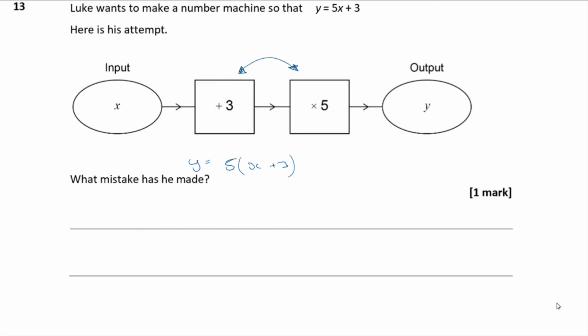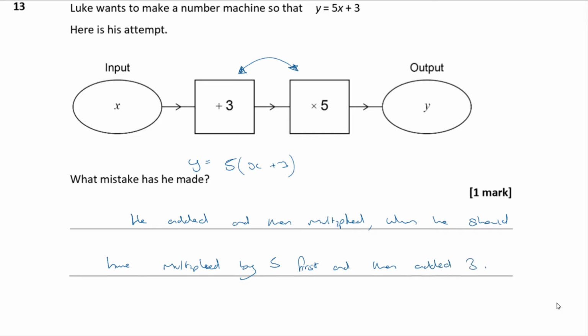Okay, so the mistake he made is he added and then multiplied when he should have multiplied by 5 first and then added 3. Okay.